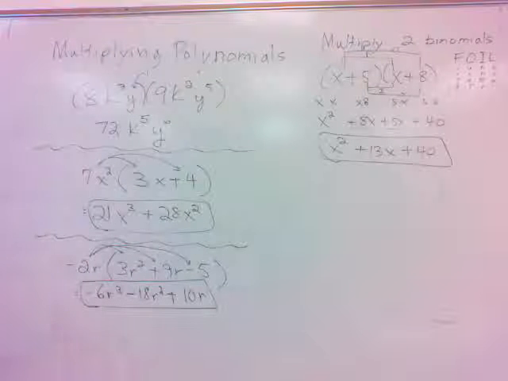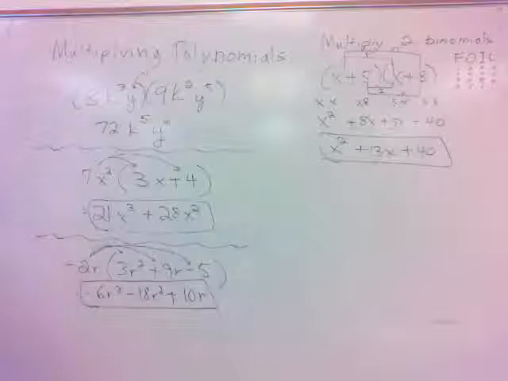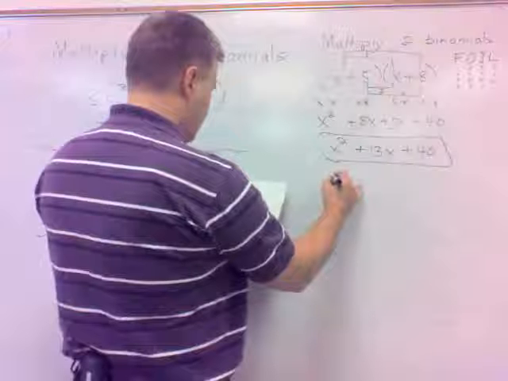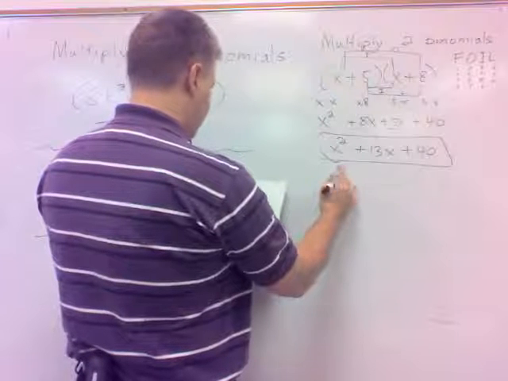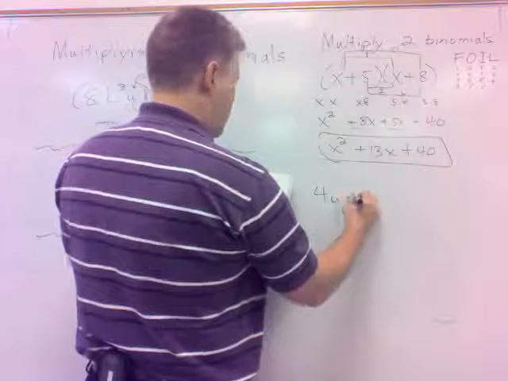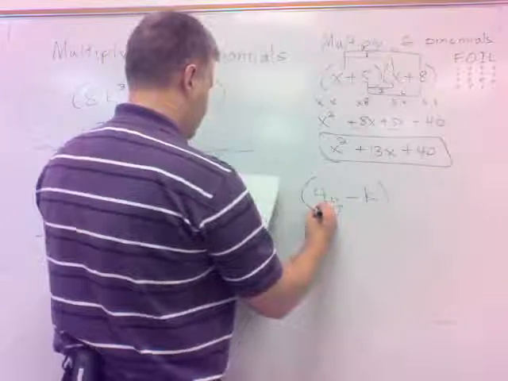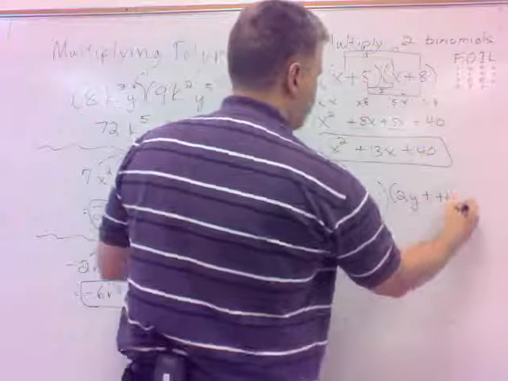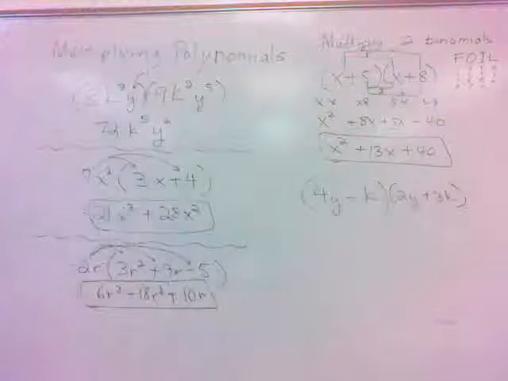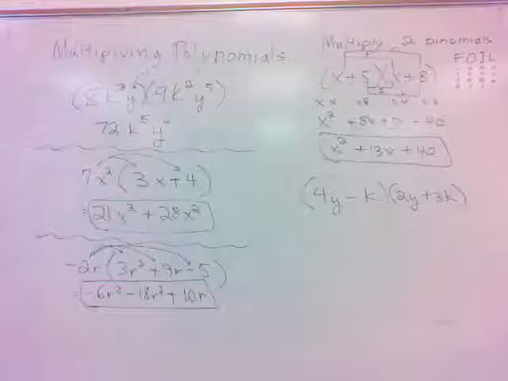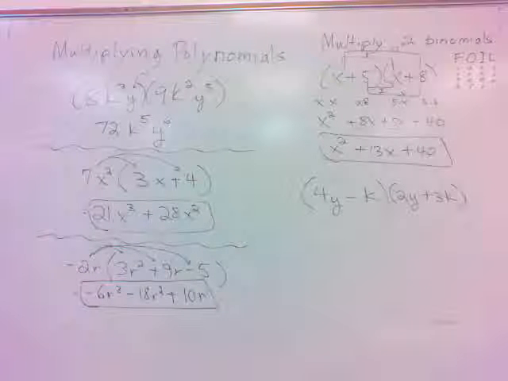All right. Well, let's go through a couple of other cases, two binomials. 4y minus k times 2y plus 3k. See what we get when we FOIL that out. Now, of course, this one has the extra part to it. We have two variables. That's no big thing.